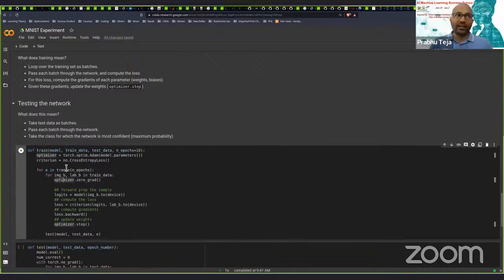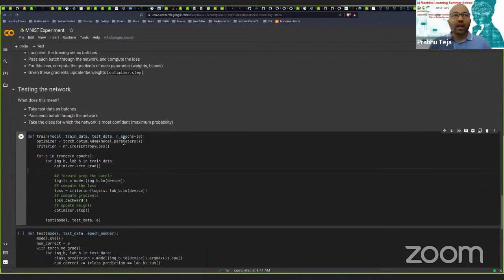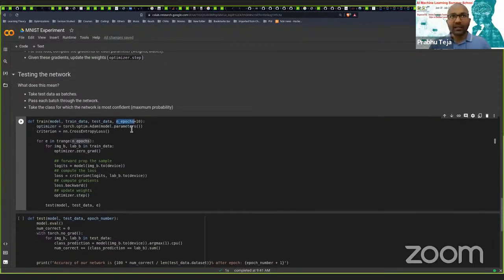So I define a function called train, which takes in a model and the training data, obviously. I am also taking the test data because I want to benchmark the performance as the training happens. As in, I want to know if the network is actually learning something or do I have to change something? And number of epochs is basically the number of repetitions I do over the training set to train the model. And again, this is what we would call a hyperparameter. This might be very problem dependent.